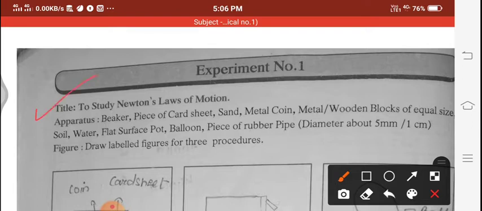Today we are going to discuss practical Science 1, experiment number 1. The title is to study Newton's law of motion.